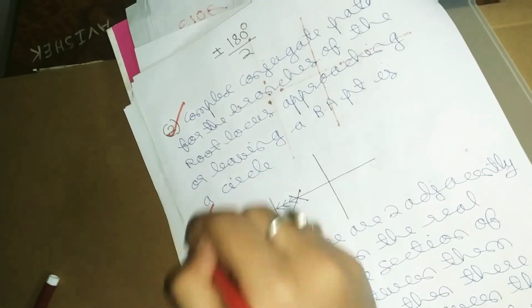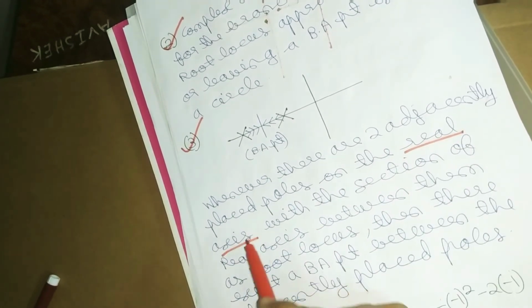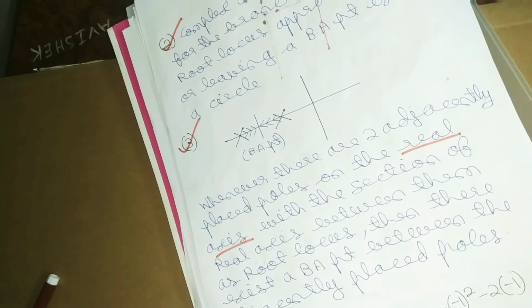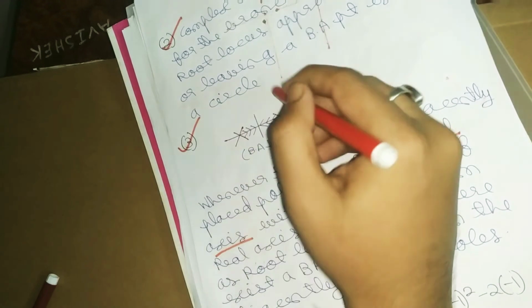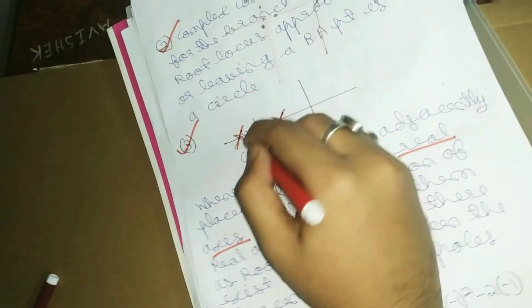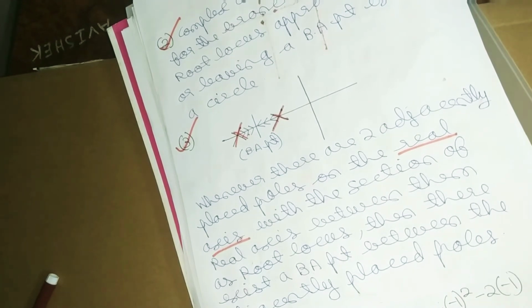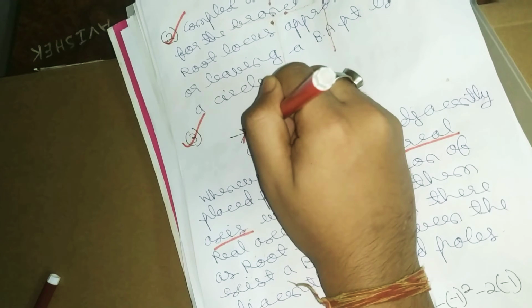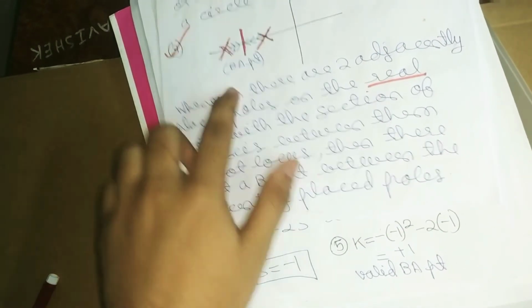And the third point is, whenever there are 2 adjacently placed poles on the real axis with a section of the real axis between them, then there exists a breakaway point between the adjacently placed poles. This is one pole and this is another pole. These 2 poles are adjacently placed, so there will always lie a breakaway point between them. So you have to remember these points.